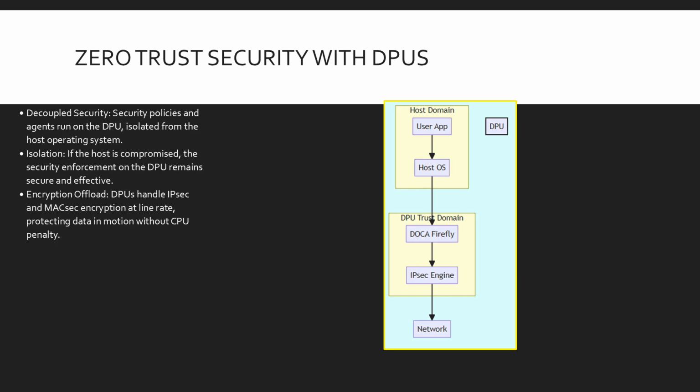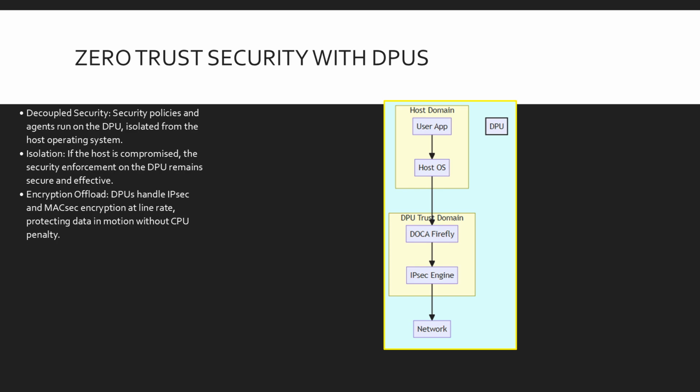Security is paramount, but it often comes with a performance cost. Bluefield DPUs introduce a zero-trust architecture by decoupling security from the host. Security agents, firewalls, and encryption protocols run directly on the DPU's ARM cores, completely isolated from the host OS. This means that even if an attacker compromises the host, they cannot disable the security controls running on the DPU. Furthermore, the DPU offloads encryption tasks like IPsec and MACsec, protecting data in motion at full line rate without slowing down the application. What did we learn?